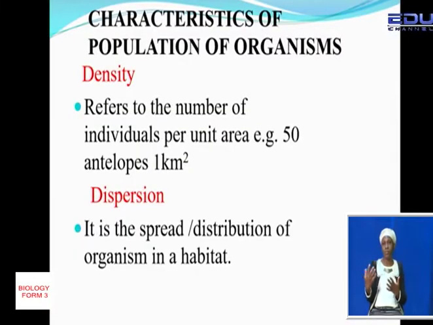So let us look at the characteristics of a population of organisms. One of the things that we look at is the density, and this is the number of organisms per unit area. A very good example is 50 antelopes in 1 square kilometer. The other word that we use in population is dispersion. So how spread are these antelopes in this 1 square kilometer? And we must also see what will affect them, either to remain or to go.